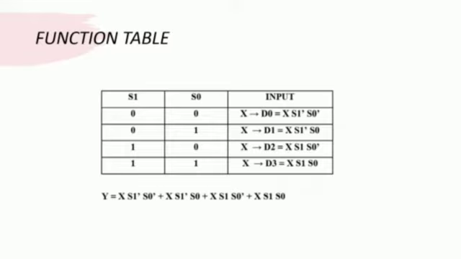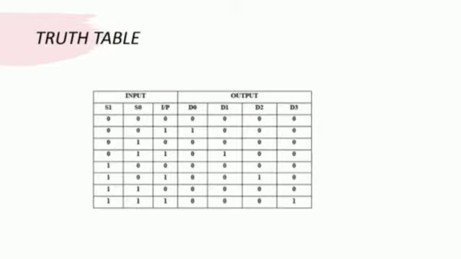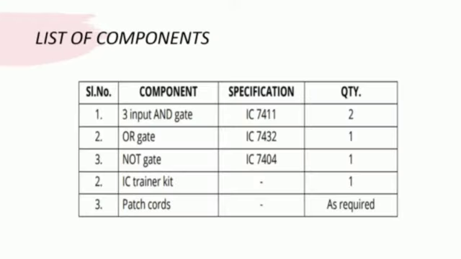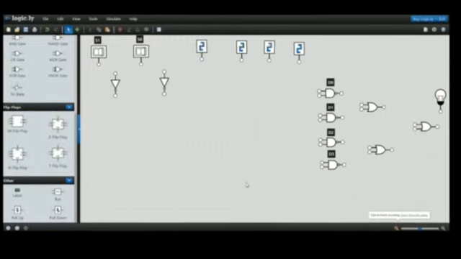Here is the function table, and we are writing equations here like I said in the first function table. And this is the truth table. If you give input as 0 0 0, then the output will be 0 0 0 0, and if you give input as 0 0 1, then the output will be 1 0 0 0. Likewise you have to do for all. And these are the components you will require for this demultiplexer experiment.